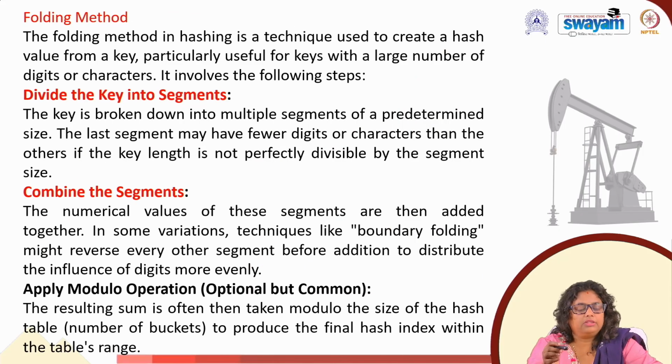Now we have another method, that is the folding method. So how does it work? The folding method in hashing is a technique used to create a hash value from a key, particularly useful for keys with a large number of digits or characters. How does it work? Divide the key into segments, and then combine the segments and apply a modular operation, optional but not common.